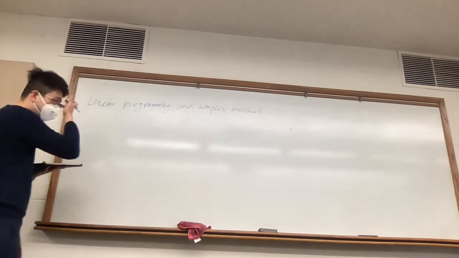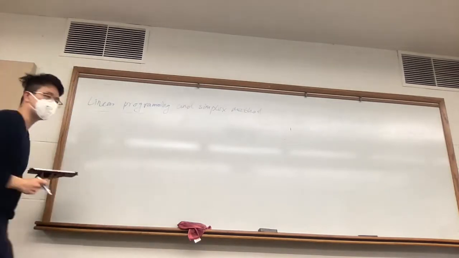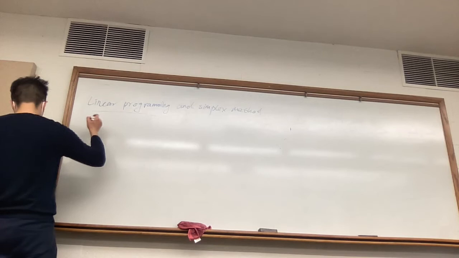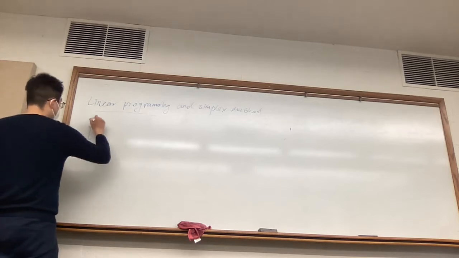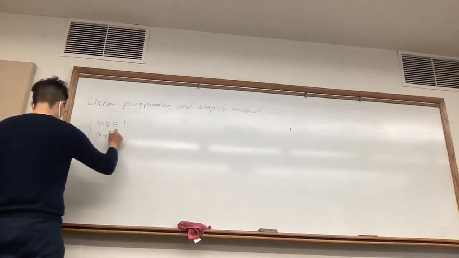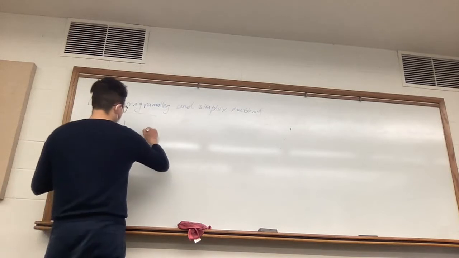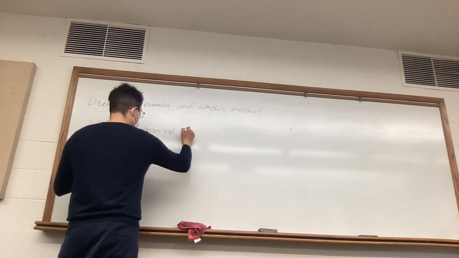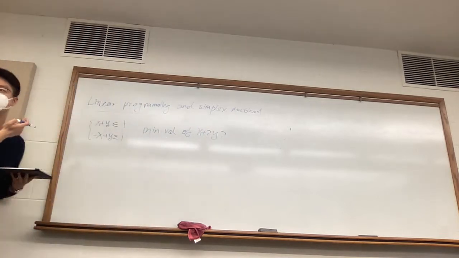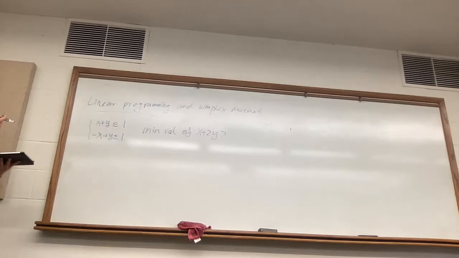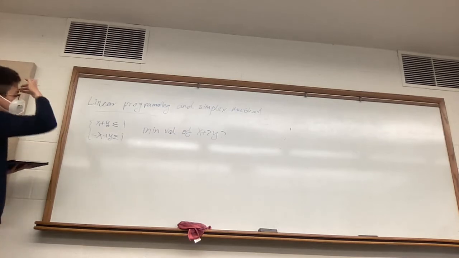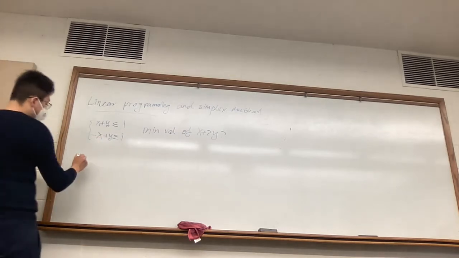So for linear programming, you might have already learned this concept in senior high school. Just consider this example: say you have x plus y less than or equal to 1, and negative x plus y also less than or equal to 1. Then what is the minimum value of x plus 2y? Have you guys encountered this kind of problem in senior high school? Yes. Okay. So when we were in senior high school, these kinds of problems were not hard to solve.